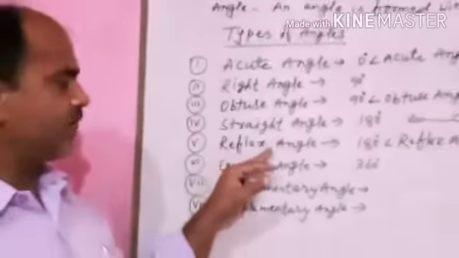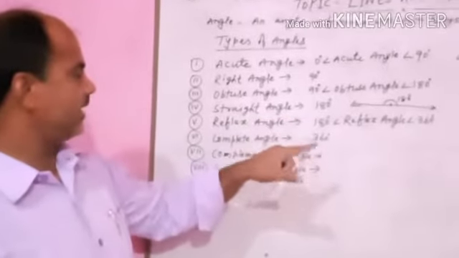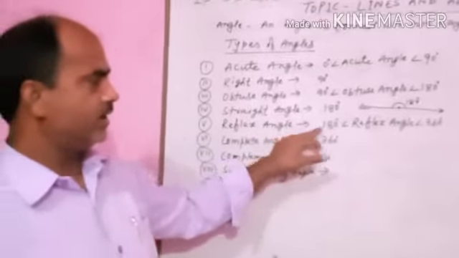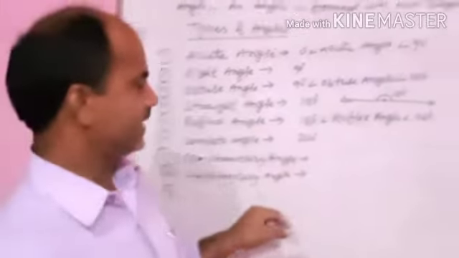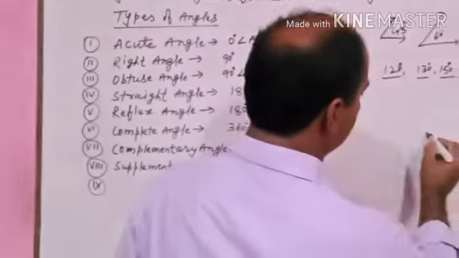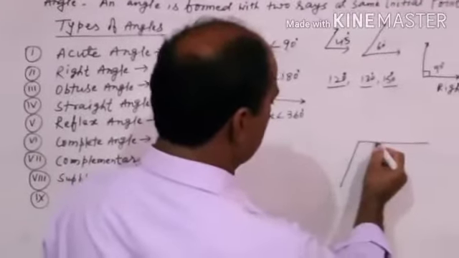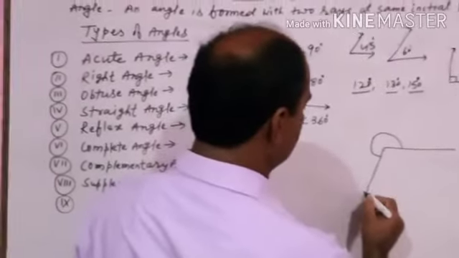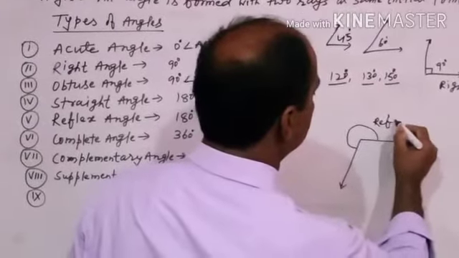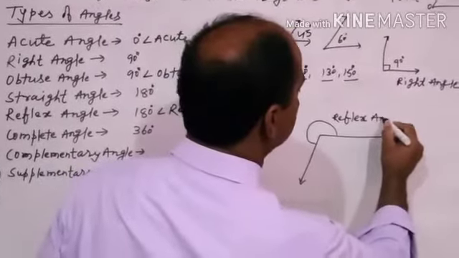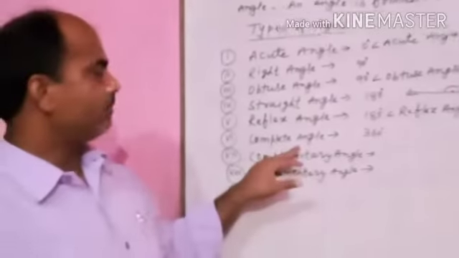Now students, reflex angle. An angle whose measurement is more than 180 degree and less than 360 degree is called a reflex angle. As an example students, this type of angle is a reflex angle.